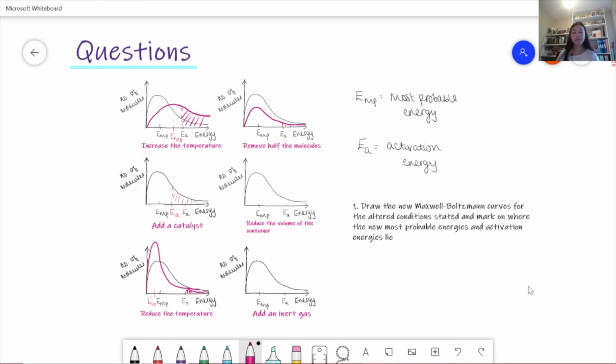And then lastly, for number 6, if we add an inert gas, that means a gas that doesn't react with any of the reactants, then everything stays the same because nothing's changing about it. We're not giving the particles more energy. We're not increasing the number of molecules. So the number of particles with that activation energy is just the same, and so nothing changes.